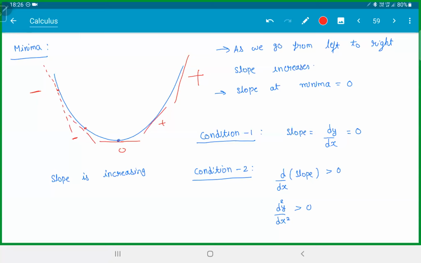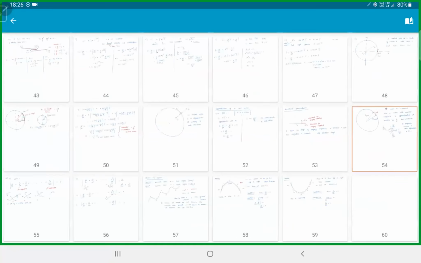Now let's see some applications of this. How to actually find maximum minimum. We'll start with something simple and then we'll go for applications. Turning the page. Let's start with an easy one. We have a function y is equal to x square minus 3x plus 2. I'll show you one, then I'll ask you one more. You can then see.